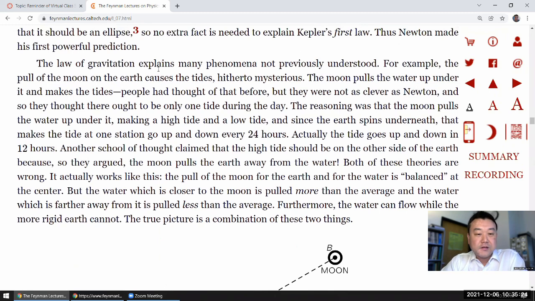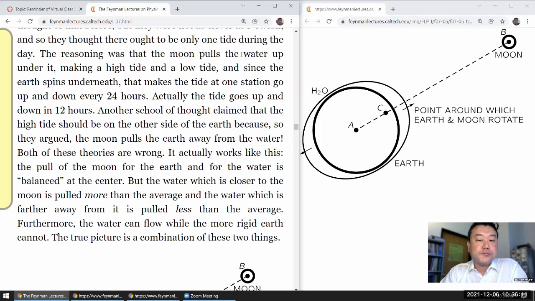Okay, the law of gravitation explains many phenomena not previously understood. For example, the pull of the moon on the Earth causes the tides, hitherto mysterious. The moon pulls the water up under it and makes the tides. People had thought of that before, but they were not as clever as Newton, and so they thought there ought to be only one tide during the day. The reasoning was that the moon pulls the water up under it, making a high tide and a low tide. And since the Earth spins underneath, that makes the tide at one station go up and down every 24 hours. Actually, the tide goes up and down in 12 hours.